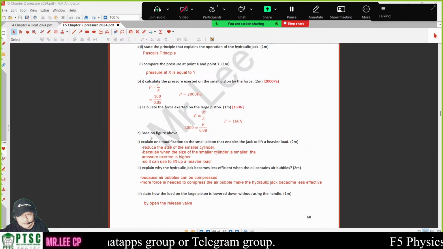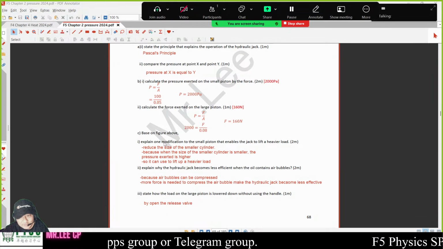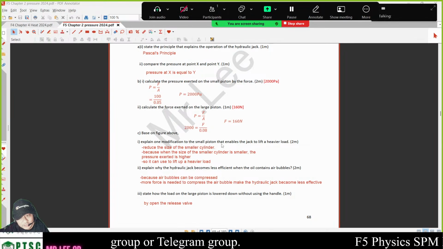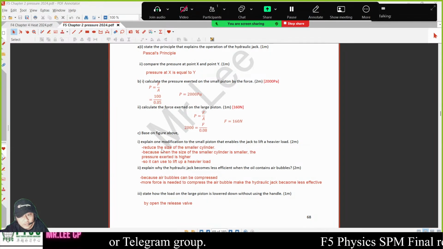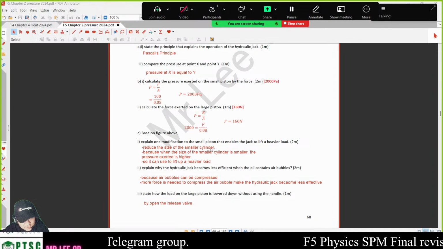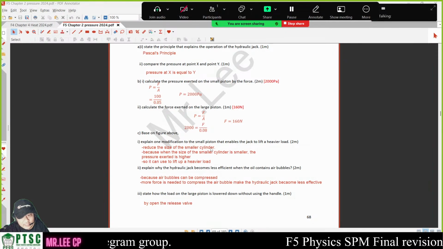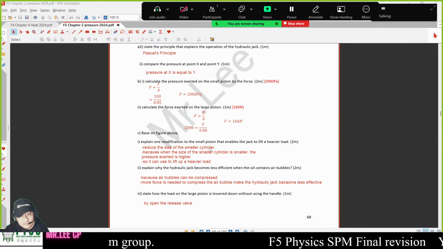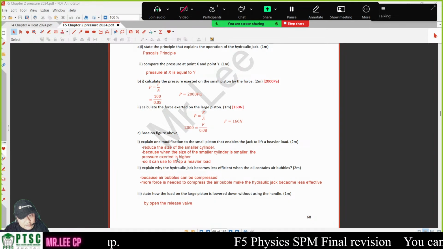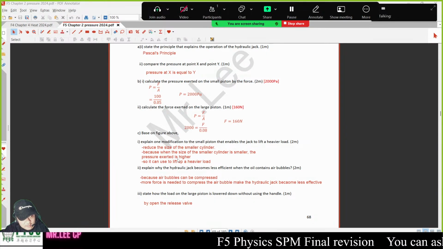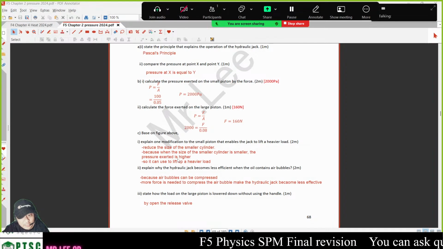Now, based on the figure, explain one modification to the smaller piston to enable the lift to lift a heavier load. Reduce the size of the master cylinder, or master piston. Make it smaller, so the pressure will be higher.